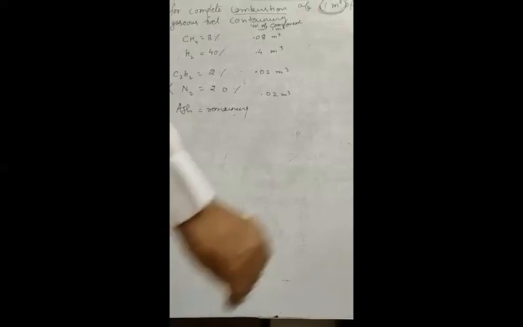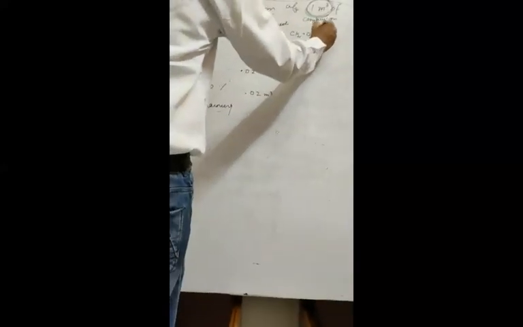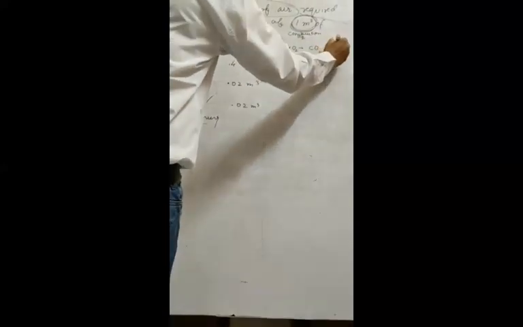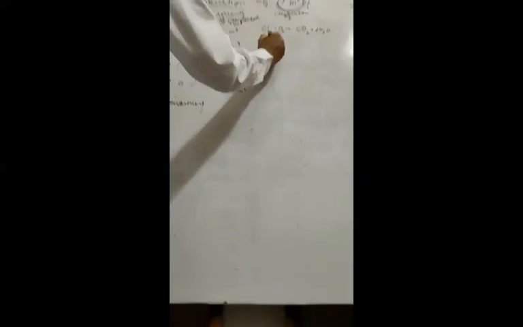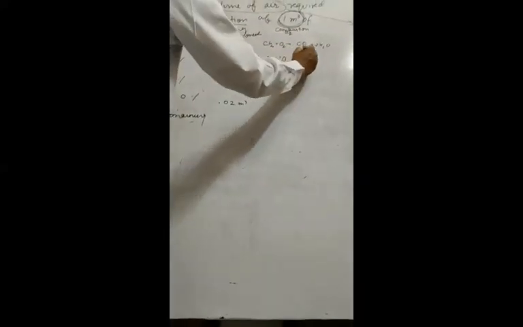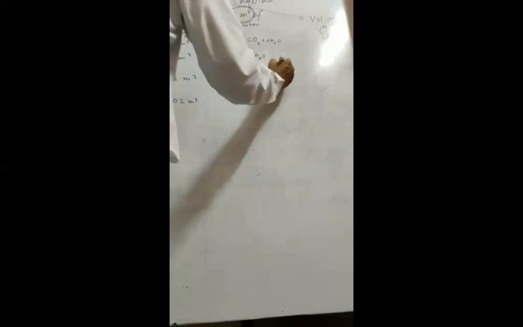For calculating the process of combustion, we will not consider the value of nitrogen and ash. So the combustion equation we will write: methane combines with oxygen to give CO2 plus 2H2O. Hydrogen combines with oxygen to give H2O. Acetylene, C2H2, combines with oxygen to give 2CO2 plus H2O.